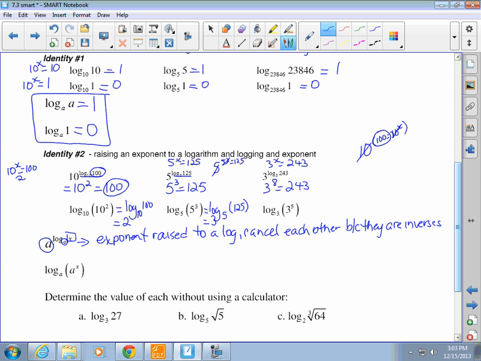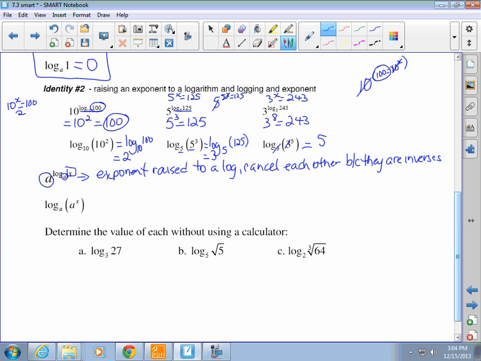So again, your base and your base are canceling each other. Your log base 5 and this 5 are canceling each other. So then your solution is just whatever the power was. So log base 3 of 3 to the power 5, my base and my base will cancel each other, so my answer would just be 5. So when you have log a of a to the x, when your bases are the same, then your answer is just the exponent.